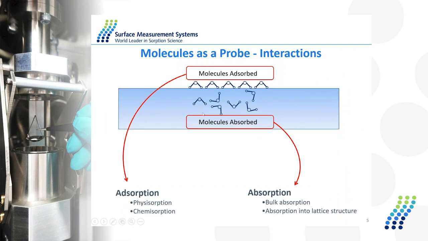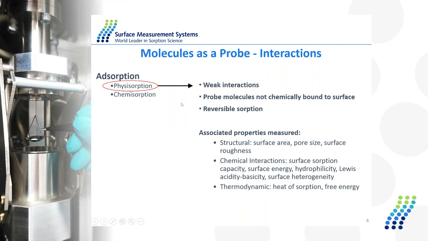So when we talk about adsorption on the surface, it will be either physisorption, which is a weak interaction and it's usually a reversible process. So in this case, all the properties we measure are mostly related to the surface, like the surface area, the surface energy, surface roughness, as well as the heat of adsorption.